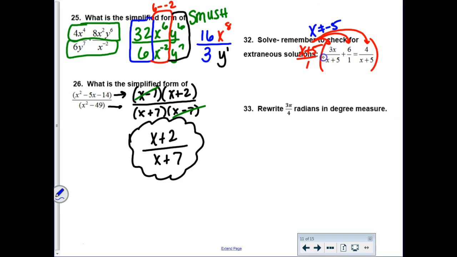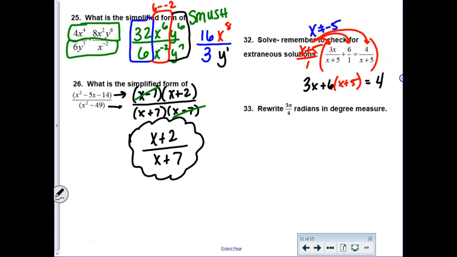x plus 5 times this fraction, the x plus 5s will cancel, so the only thing you have left is the 3x. In this next fraction, nothing's going to cancel, so you still have the 6, but it's going to have to be multiplied by the x plus 5. And then in that last fraction, the x plus 5s are going to cancel again, leaving you with just a 4.